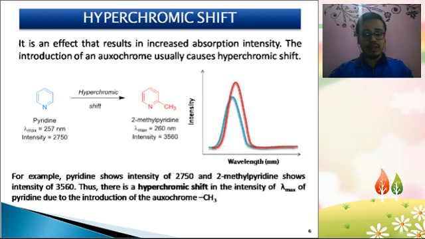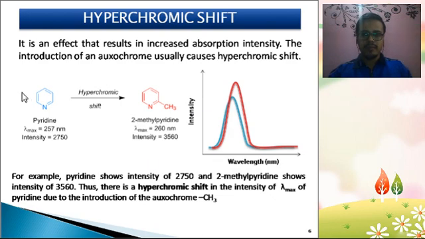The subsequent important terminology in UV visible spectroscopy is the hyperchromic shift. So the hyperchromic shift is an effect that results in the increased absorption intensity of an absorption peak. This particular shift is usually observed due to the introduction of an oxochrome in the structure of an organic compound.